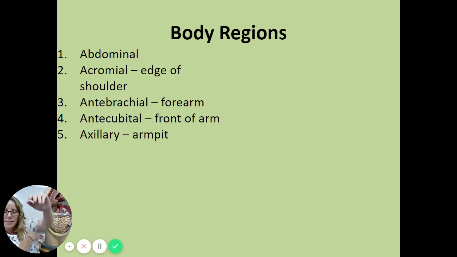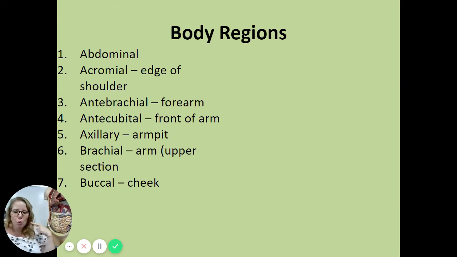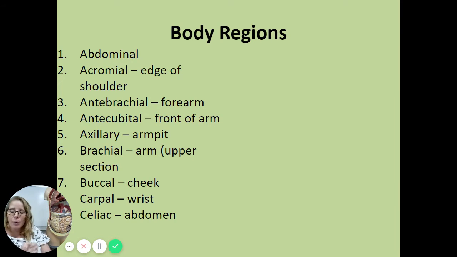Axillary refers to armpit. Brachial refers to the upper arm, where your humerus is. So antebrachial, lower arm, brachial, upper arm. Buccal refers to your cheeks. Carpal refers to your wrist. Right here, those are your carpals. Celiac refers to the abdomen, specifically the organs, the intestines. So celiac is abdomen. Cephalic refers to head.